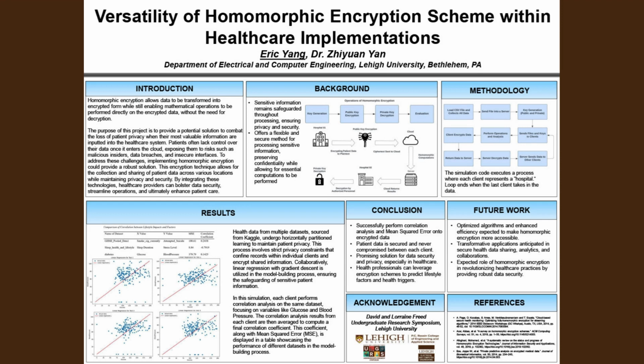model building process. So as you can see in the table, I have the name of the dataset, the x and y values which I want to find the correlation between, the mean squared error, and a correlation coefficient. So we can see that there's a positive correlation between smoking cigarettes and attempted suicide, a negative correlation between sleep duration and stress level, and a positive correlation between glucose and blood pressure.